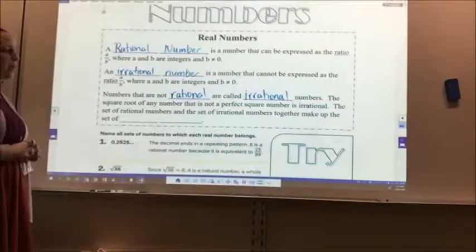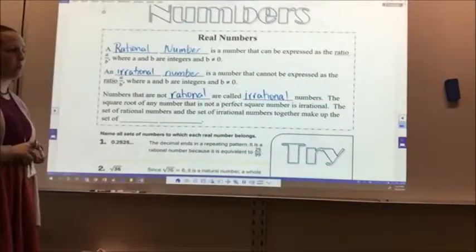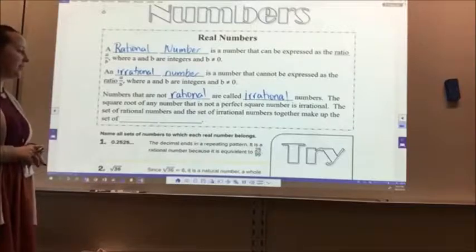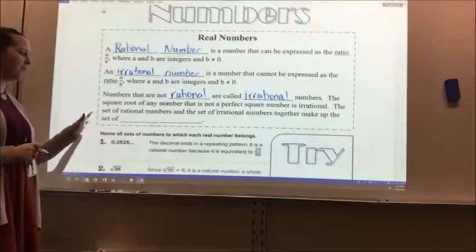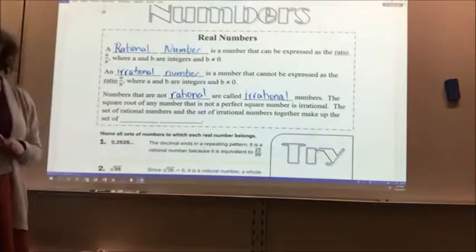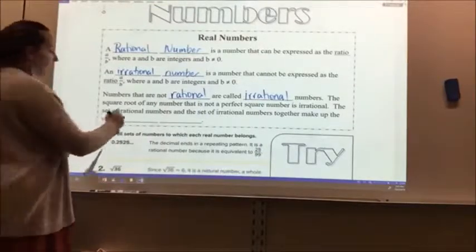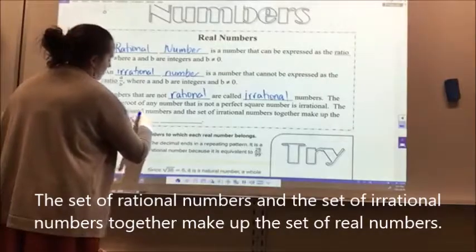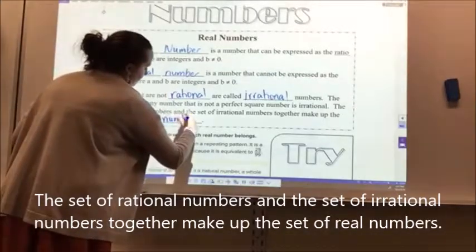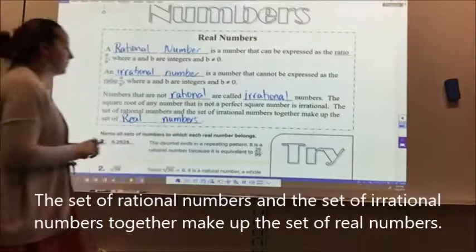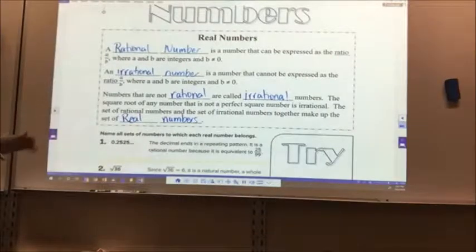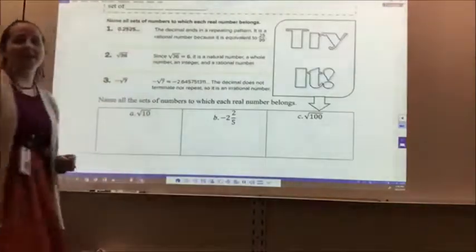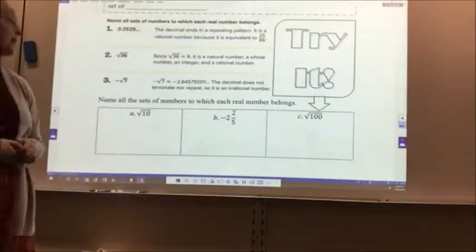The square root of any number that is not a perfect square number is irrational. The set of rational numbers and the set of irrational numbers together make up the set of blank blank. In those two blanks, you're going to write real numbers. So the set of rational numbers and irrational numbers together make up the set of real numbers. All right, let's go ahead and take a look at a couple of examples.